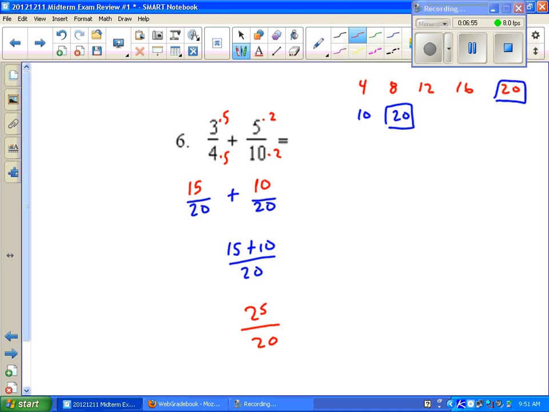Now this is not simplified. In order to simplify this, you need factors of 25 and 20. Again, your factors of 25 that you need to look at are 1 and 25, and 5 and 5. So the number 5 is going to wind up going into both of these numbers. 5 times 5 is 25 and 5 times 4 is 20. So cancel out 5 divided by 5 and you're left with 5 over 4 in simplified form.